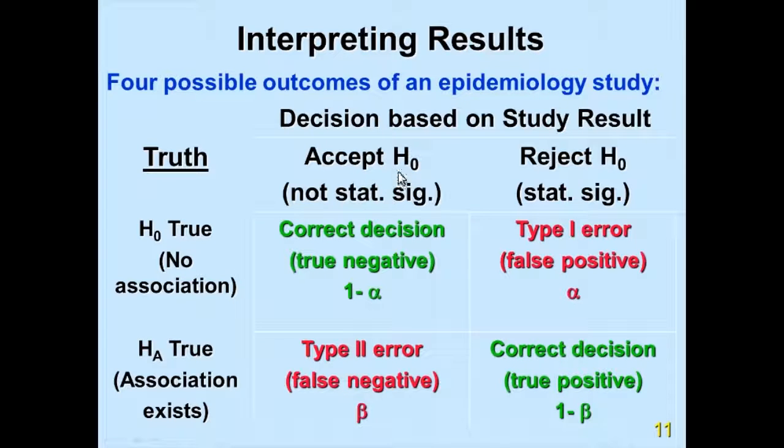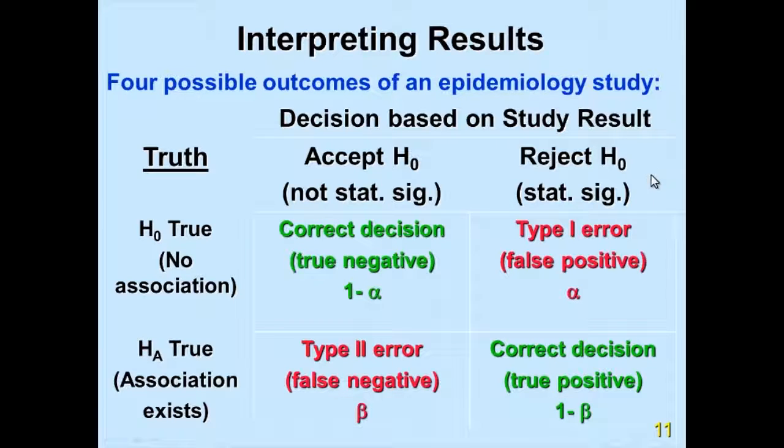We accept the null hypothesis, and the truth is that the null hypothesis is actually true. So that would be a correct decision. It's a true negative. Now the other true decision is that the null hypothesis is not correct, the alternative hypothesis is correct, and on the basis of our study result, we decided to reject the null hypothesis. So these two are correct decisions: a true positive and a true negative.